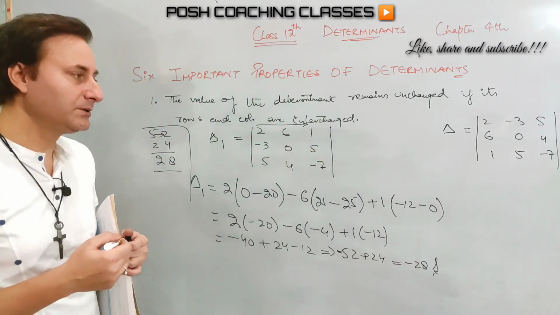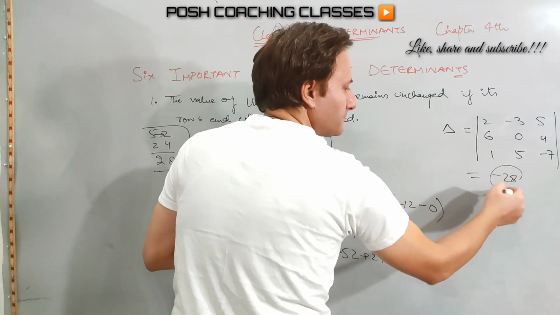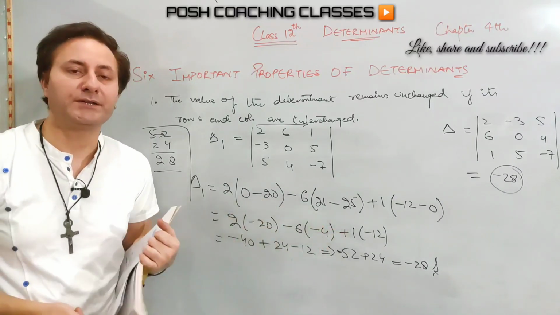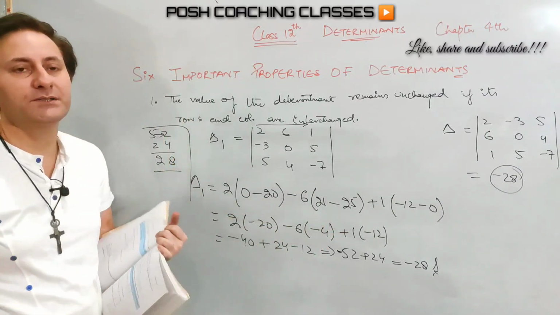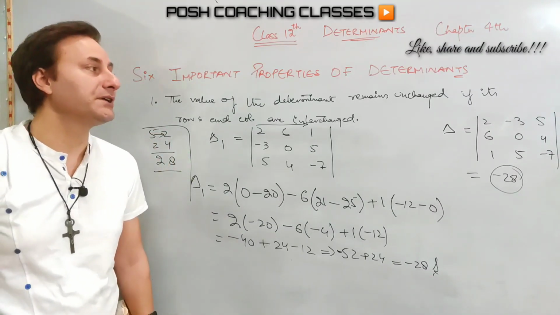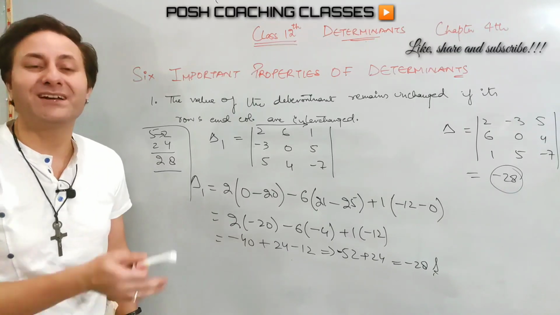If you remember, when we solved the earlier one, it was minus 28. Even after changing the rows and columns, we got the same answer, minus 28. So this satisfies our first property, that the value of the determinant remains unchanged even if its rows and columns are interchanged.